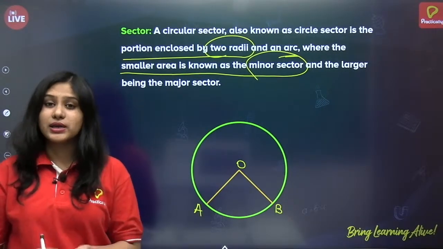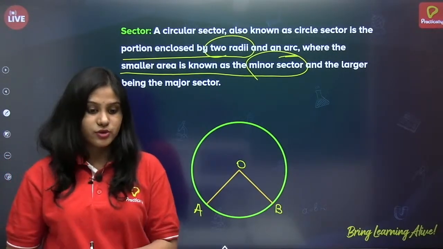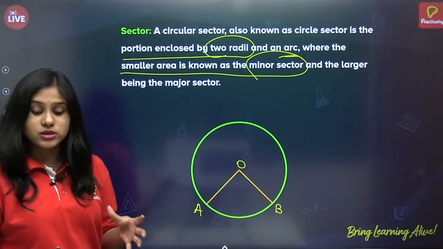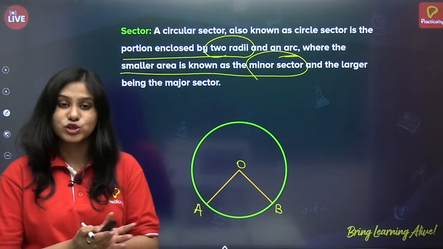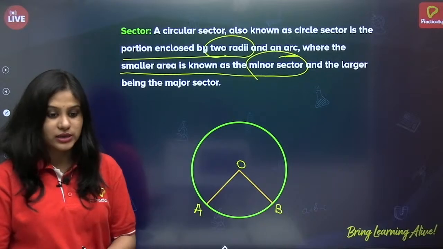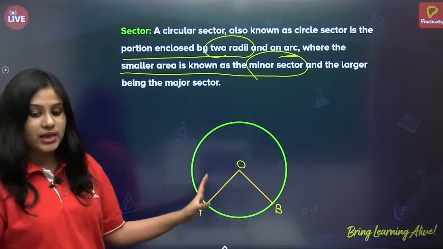So let's make it interactive, okay? I want answers from you. You all should answer so that I'll also get to know how much you're understanding the subject, correct? So just tell me what is OA and OB.